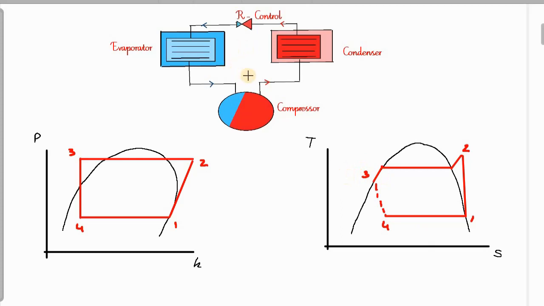So first of all, we will define this VCR cycle, and second, we will define the function of each component of this VCR cycle. In the last part, we will put the Freon 22 refrigerant in this system and show it on this pH graph and TS graph. Okay, so stay with us till the end of this video.